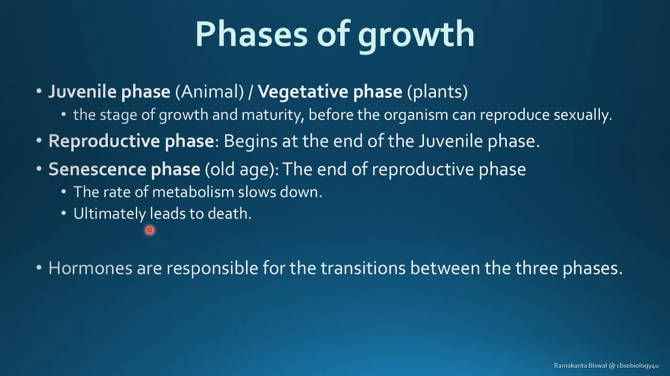Now, the third stage obviously is going to be the senescence or the old age, also known as aging, and this typically ends the reproductive phase. And here what happens is the rate of metabolism typically slows down, and it typically leads to the death of the organism, let it be plant or animal.